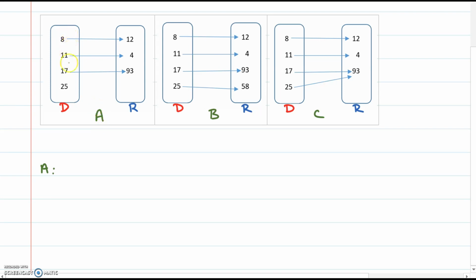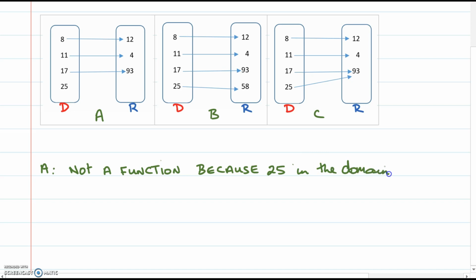Is every element in the domain matched to an element in the range? And we can see here that it's not, because 25 is not matched up. So immediately we say this is not a function. Not a function because 25 in the domain is not paired with anything in the range.